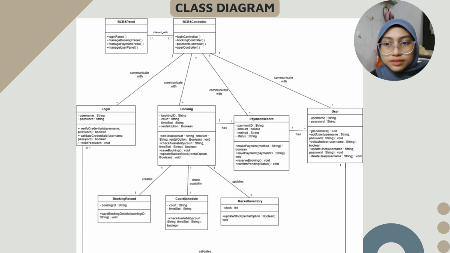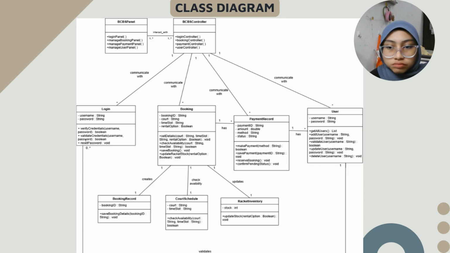Okay, so for the class diagram, first we have the BCBS panel, badminton court booking system panel, which has the login panel, manage booking panel, manage payment panel, and manage user panel methods. And then it will interact with the BCBS controller. In the controller, it has login controller, booking controller, payment controller, and also user controller methods.